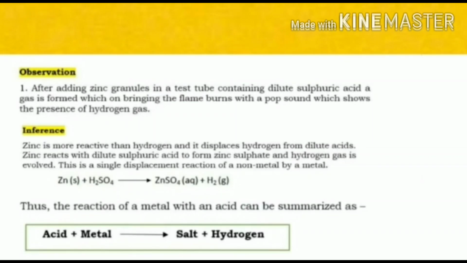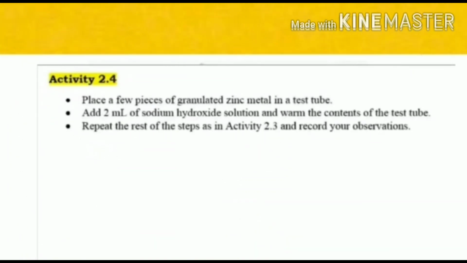So what happens exactly? When metal in the above reaction displaces hydrogen from the acid, it forms hydrogen gas and metal part combines with the remaining part of the acid to form a salt. Thus, metal plus acid gives salt plus hydrogen gas. Now let's see what happens when this metal is allowed to react with a base.